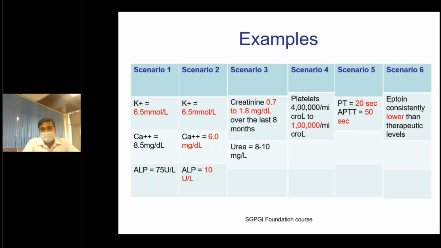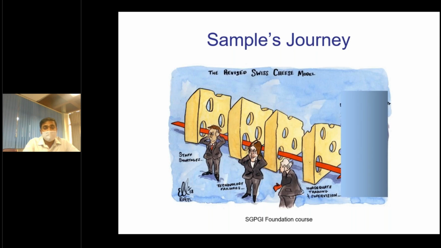And even a patient who is on phenytoin consistently shows lower than therapeutic levels of the drug. So all these scenarios can be linked to sample collection, processing, as well as interpretation. As we go on with the lecture, we will address these scenarios. So let's begin with the sample journey.